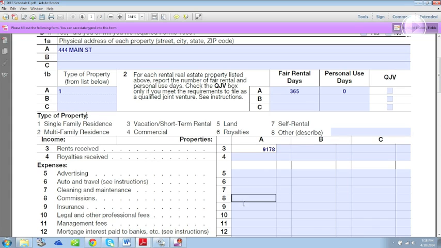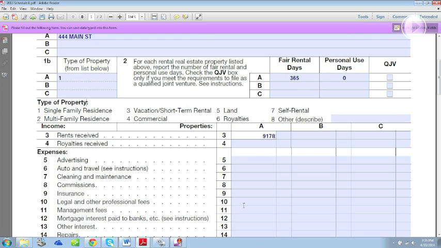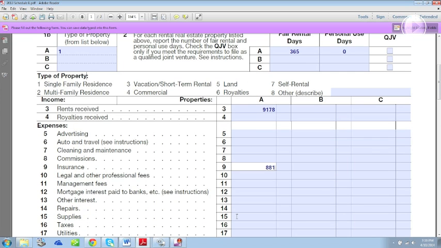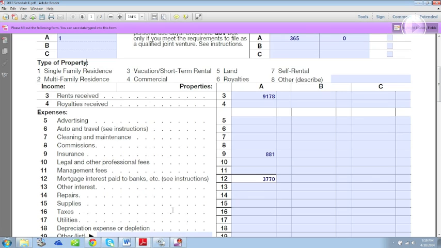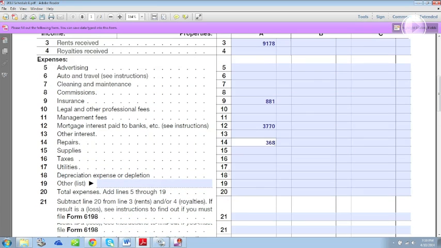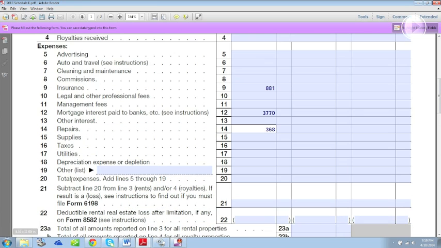Cleaning and maintenance, commissions, insurance. You can take all these expenses. We're going to say he had mortgage insurance of $881, and mortgage interest of $3,770. A few repairs totaling $368. So all these expenses are going to be totaled right here, and under most programs, including the free fillable forms, this is automatically filled in.